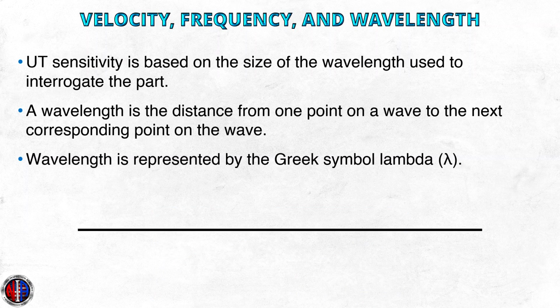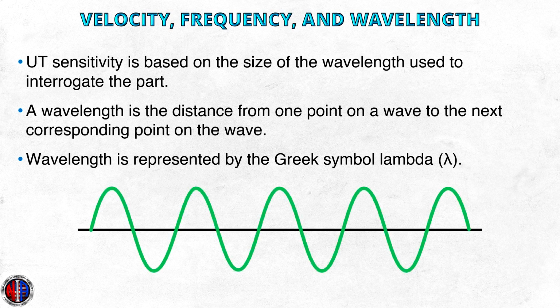Velocity, frequency, and wavelength. Ultrasonic testing sensitivity is based on the size of the wavelength used to interrogate the part. A wavelength is the distance from one point on a wave to the next corresponding point on the wave. It is represented by the lambda symbol.